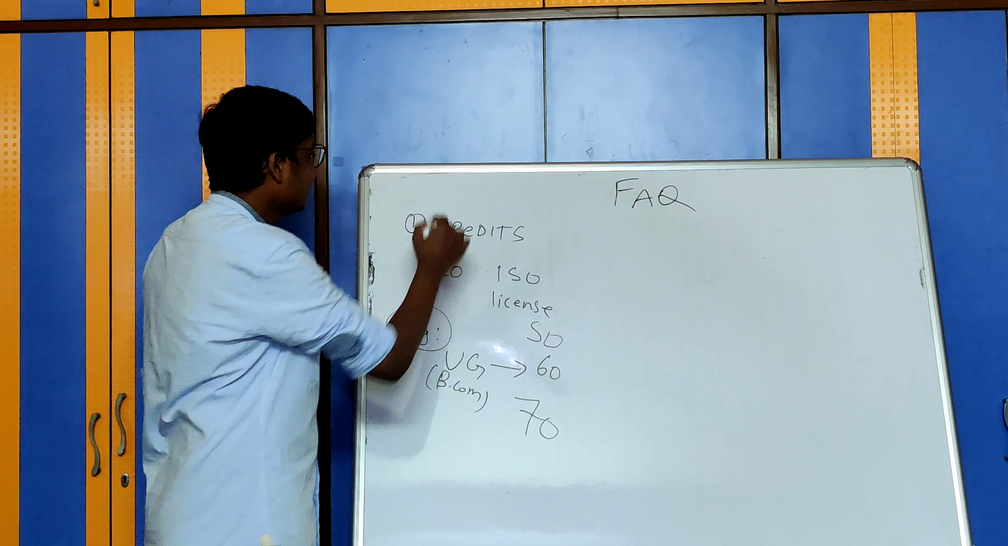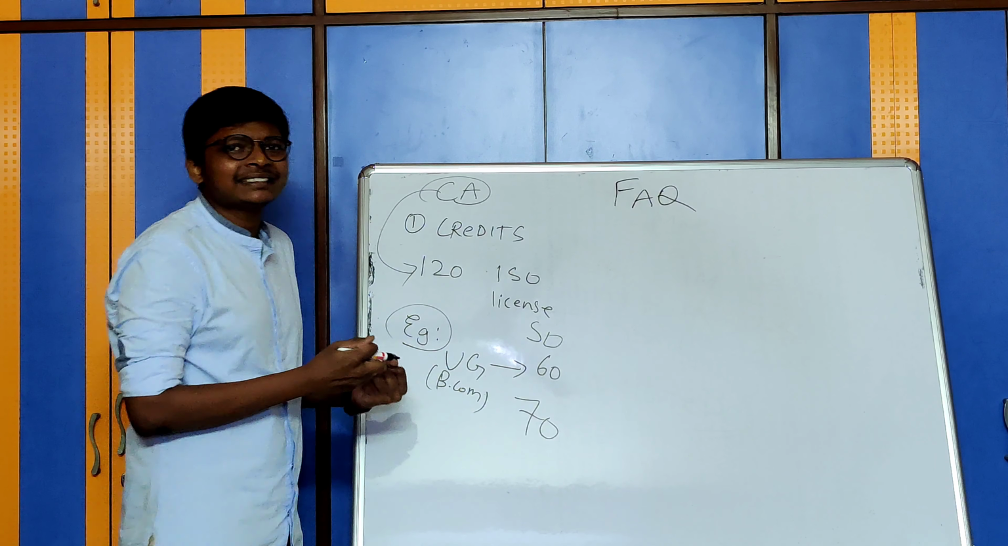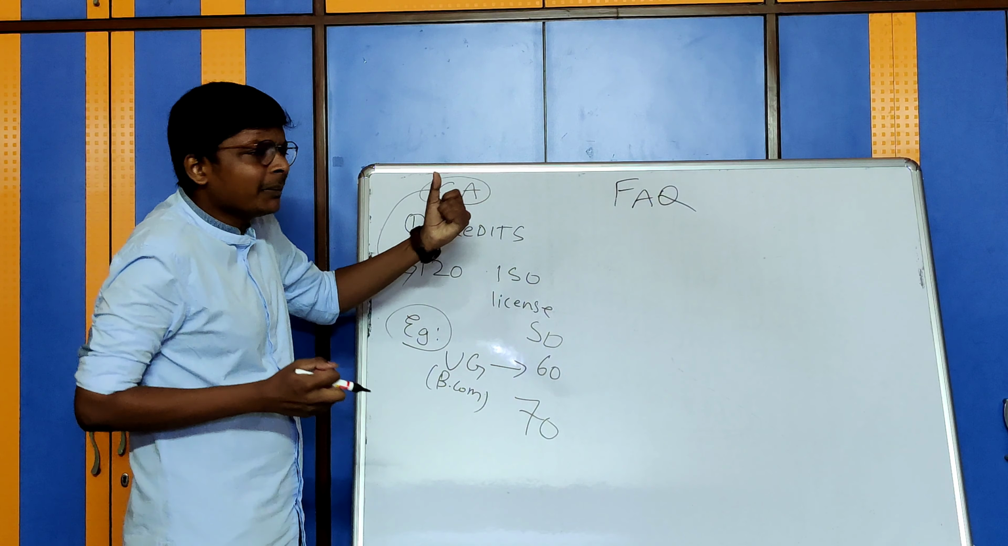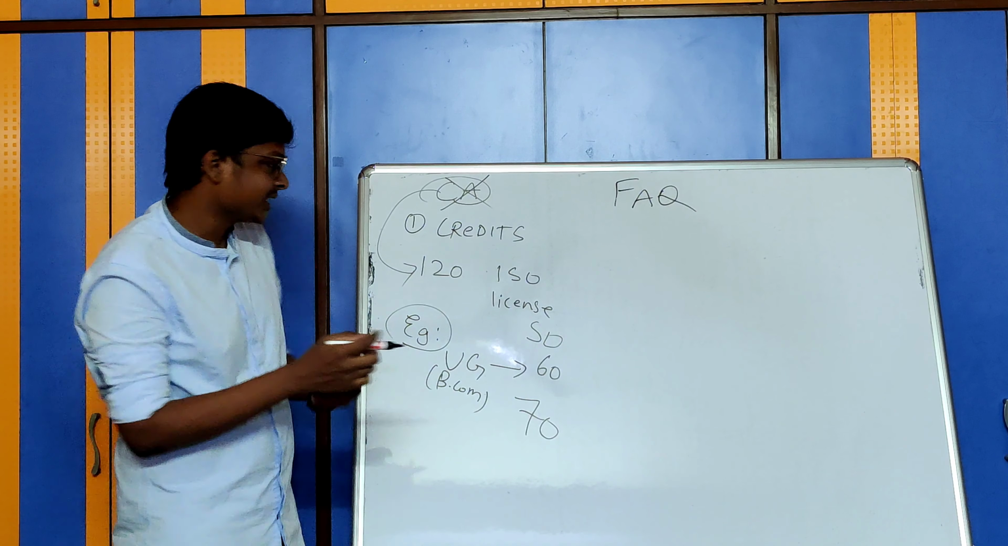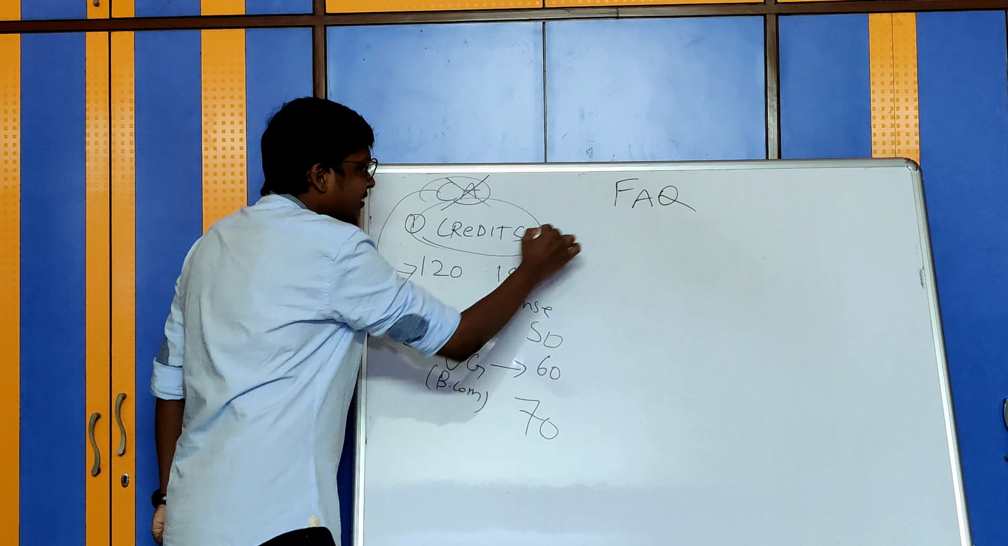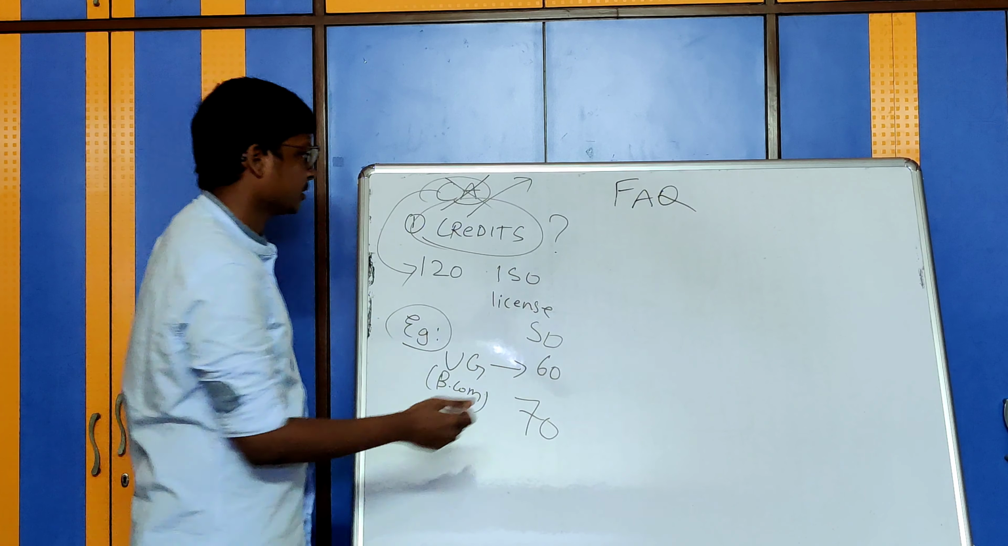For example, the CA qualification has some credits in the state of Arizona, but some other states in the US do not recognize CA as a qualification. How do we know about these details? You need to write a mail as explained in the previous section.